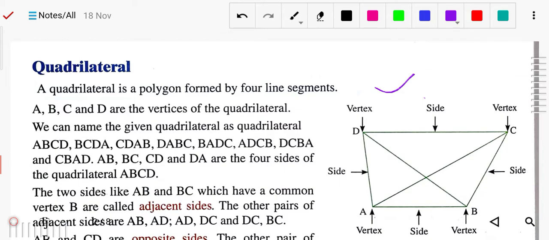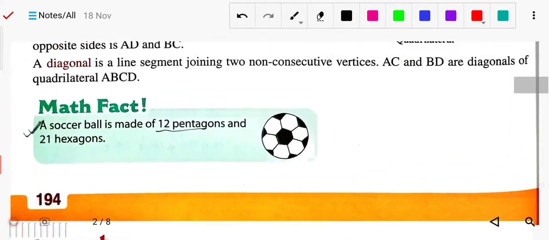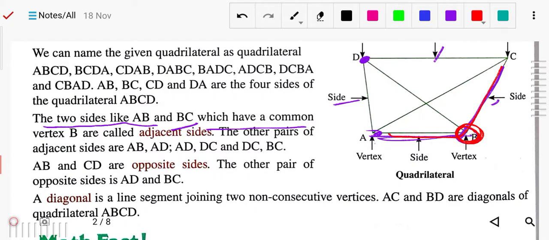Like you can see, this is the polygon. This is called the vertex, and these are all the sides of this quadrilateral. Now two sides like AB and BC, these two sides have a common vertex. These two lines are meeting at this one common point, so they are called the adjacent sides. Which two lines? AB and BC, these two are the adjacent sides.